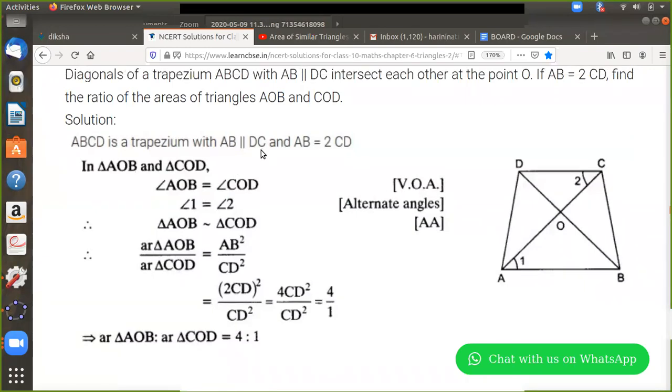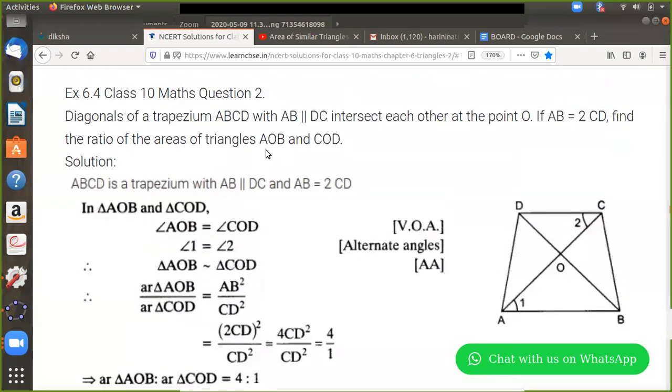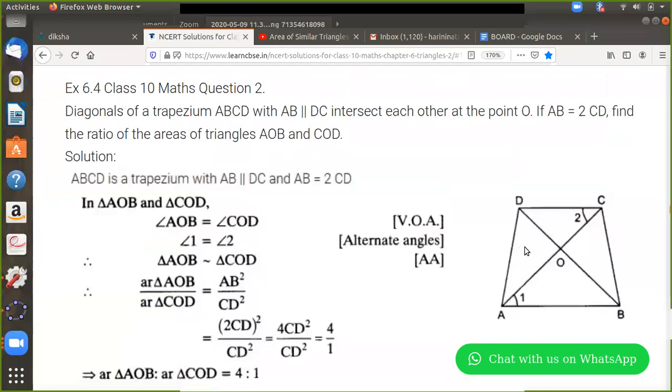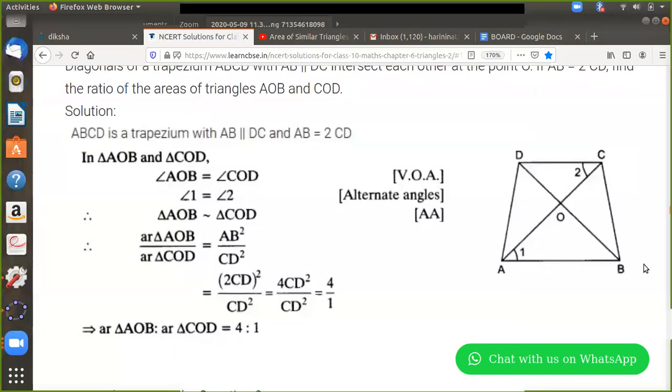Now I had to take the ratios of areas of AOB and COD. Now where is our AOB and COD? AOB is at the bottom, COD is at the top. Now these two triangles I have to show that they are similar. Very easy. Say these are vertically opposite angles, the COD and the AOB. And then 1 and 2 are already equal because they are alternate interior angles. So by the AA criteria, the two triangles have become similar.